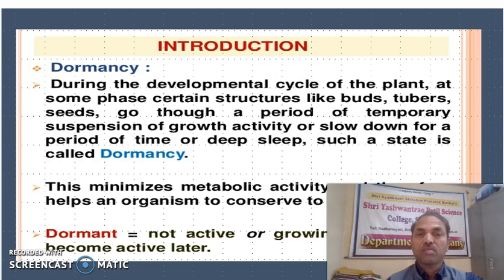Dormancy is nothing but, during the developmental cycle of the plant, at some phase, certain structures like buds, tubers, seeds go through a period of temporary suspension of growth activity, or slow down for a period of time, or deep sleep. Such a state is called dormancy. This minimizes the metabolic activity and therefore helps an organism to conserve energy. So dormant is nothing but not active or growing, but able to become active later.